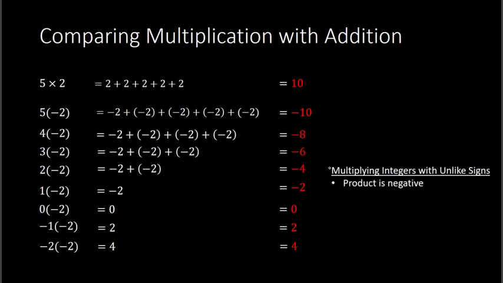So the rule is if you are multiplying numbers with different signs, your answer, your product, would be negative. So like here, positive times negative, 5 times -2 would be a negative number. Positive 4 times -2 would be a -8. And then if the integers have the same sign, so they're both negative or both positive, then your answer, or your product, would be positive.